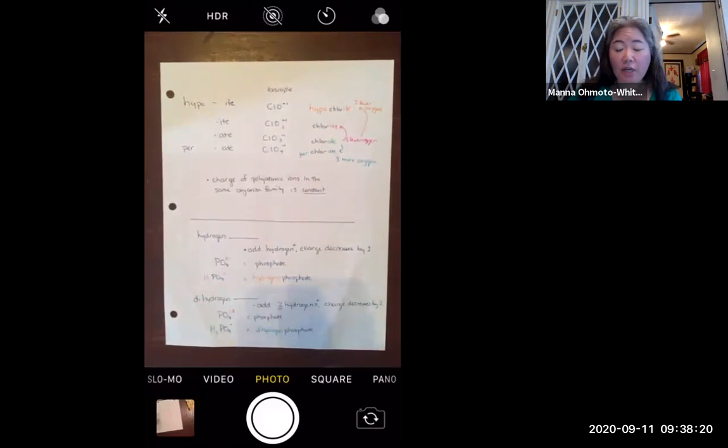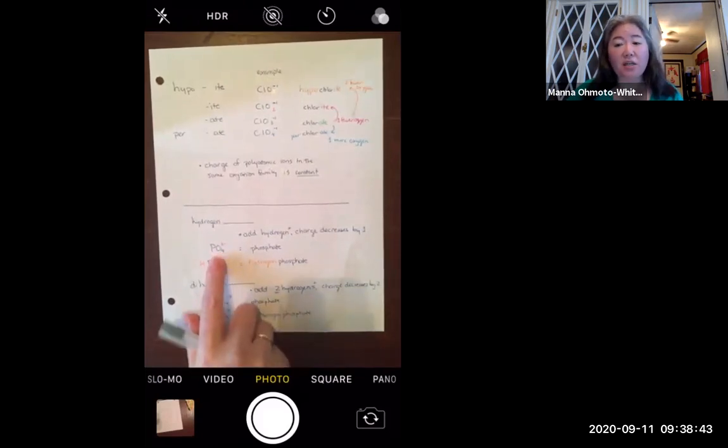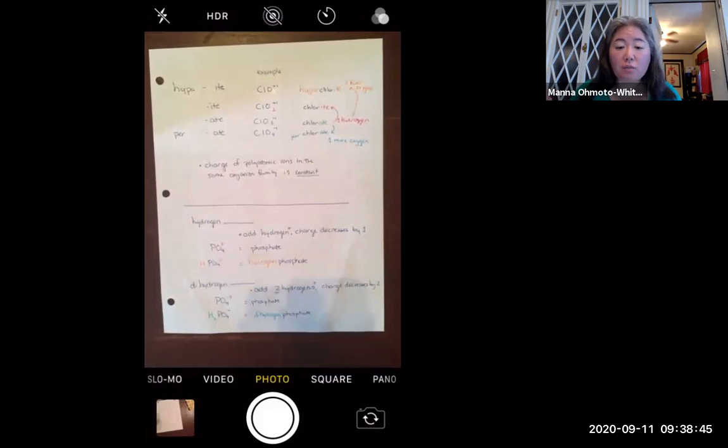I could add 2 hydrogens to this. If I add 2 hydrogens with a +1 charge, the charge decreases by 2 and I add 2 hydrogens to it. So this would become dihydrogen phosphate. The di tells you how many hydrogens you've added, and every time you add another hydrogen, the base polyatomic ion's charge decreases by 1, becomes more positive.